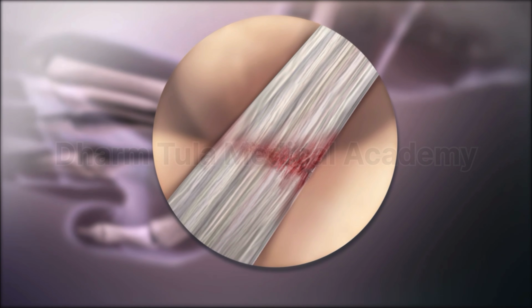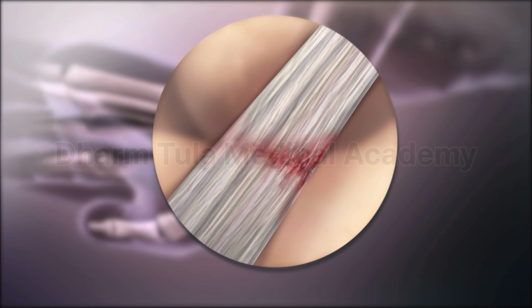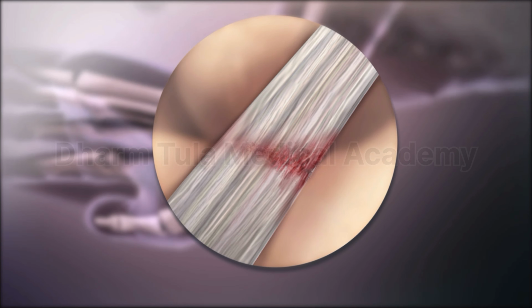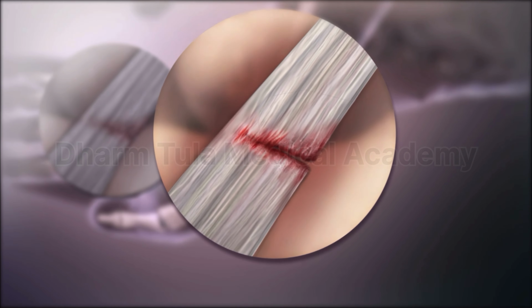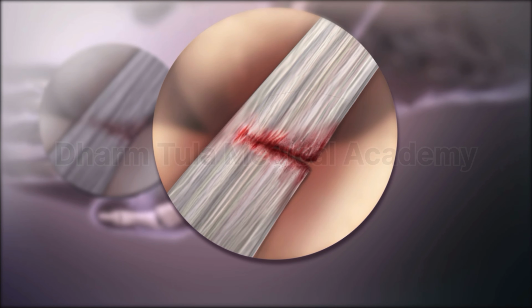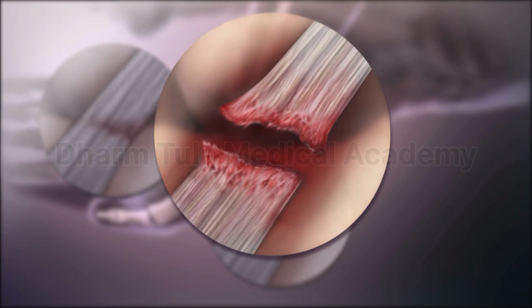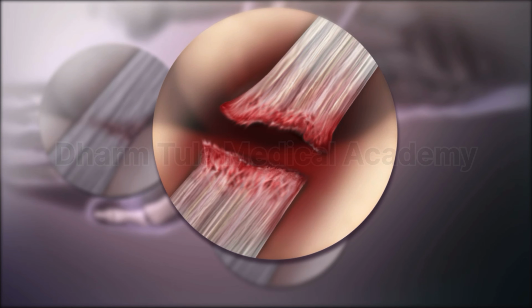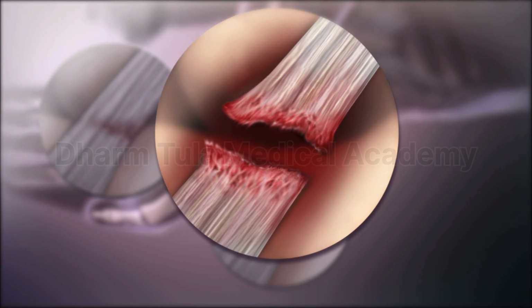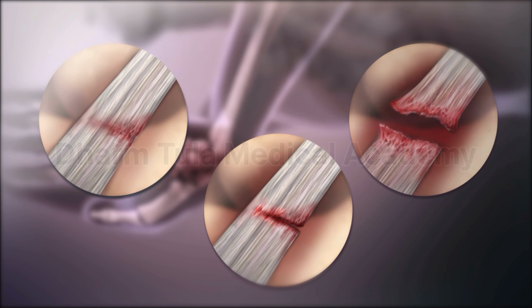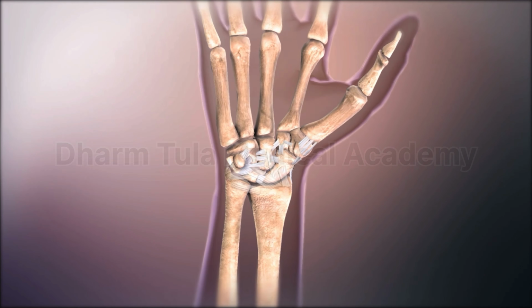Grade 1 is stretching and slight tearing of the ligament that leads to mild tenderness, swelling, and stiffness. Grade 2 is a larger but still incomplete tear of the ligament that leads to moderate pain, swelling, and bruising from bleeding. Grade 3 is a complete tear of the ligament that leads to severe swelling and bruising, and the patient may even report a feeling of instability during wrist movement.